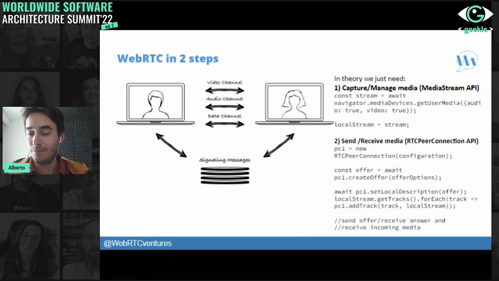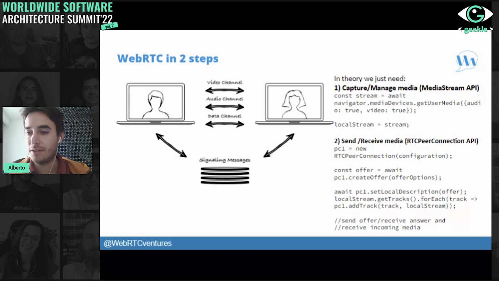Those are mainly the two basic steps you need to do to have a video call flowing for a one-to-one call. In the first step, you capture the audio or the video or both. In this case, we use what is called the getUserMedia method, which is basically capturing your stream, like I'm using right now. Then there is the other part, which is the core of the WebRTC protocol, the RTCPeerConnection, which allows us to send and receive video between participants.